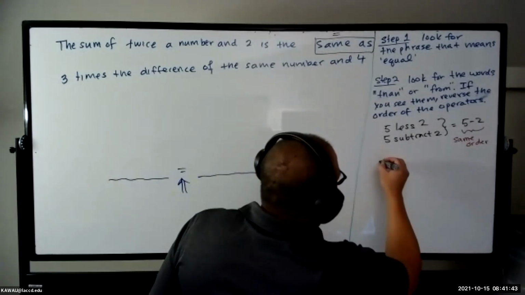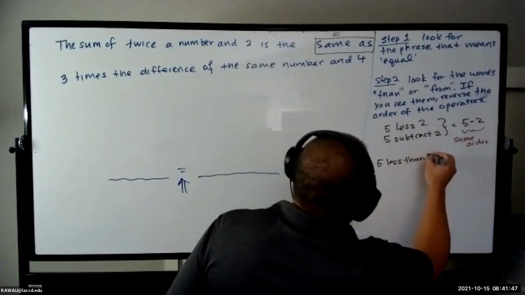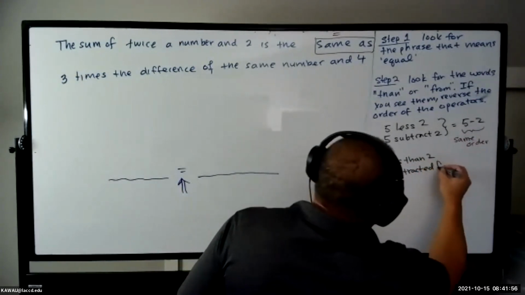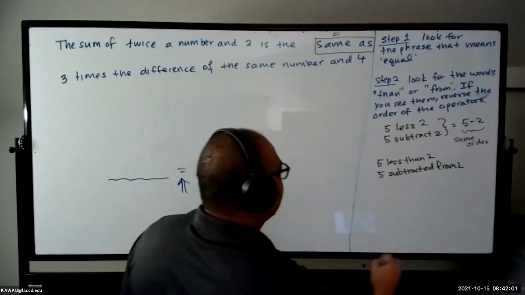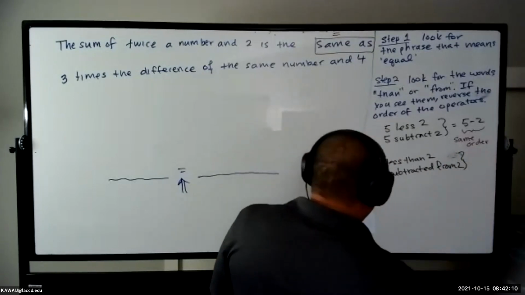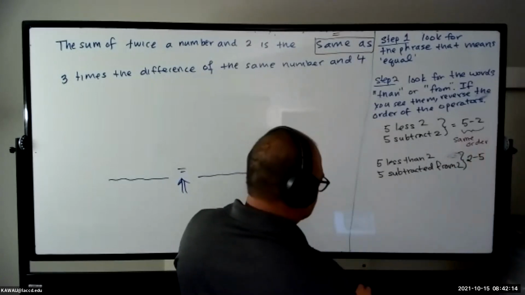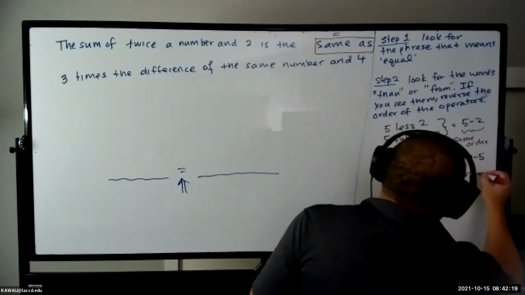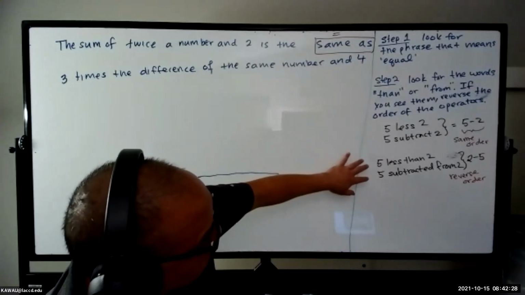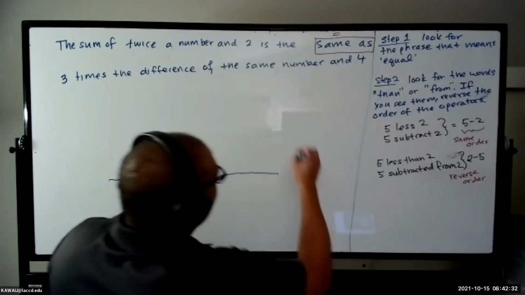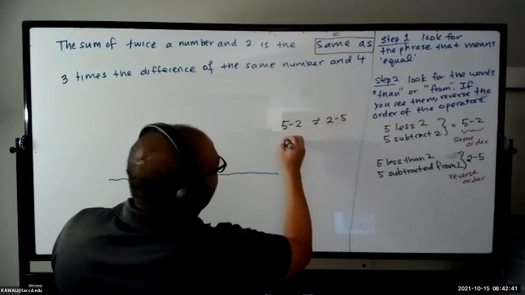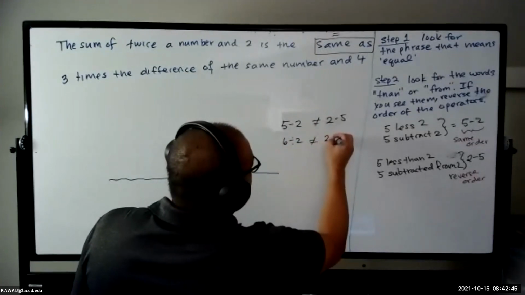Now, if I say 5 less than 2, or 5 subtracted from 2, we now have the reverse order. This is now 2 minus 5. Now, we really only care about this for subtraction or division. The reason why is because if I have 5 minus 2, that is not equal to 2 minus 5. In the same way as 6 divided by 2 is not the same as 2 divided by 6.